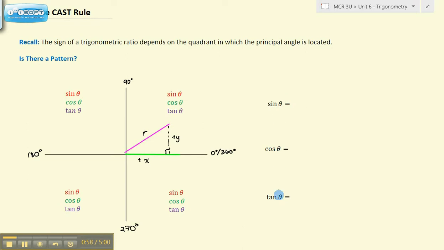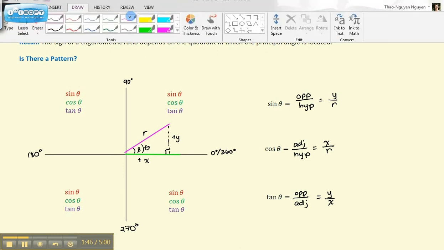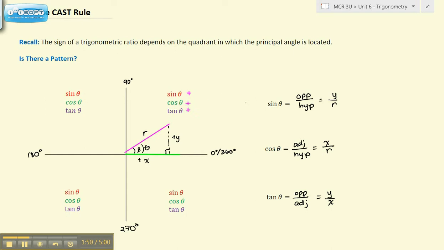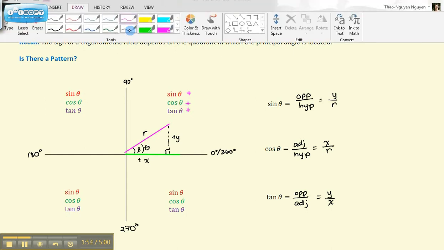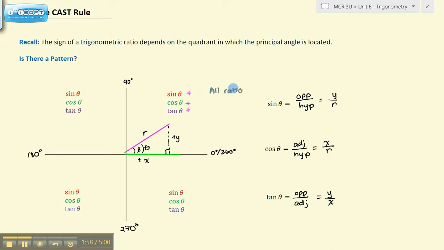So if I think back to my trigonometric ratios, sine of theta is, if you recall, our opposite over our hypotenuse. The opposite value for our angle in this quadrant, where this could be beta or theta, they're both the same, is y over r. And the cos of theta is x over r, for adjacent over hypotenuse. Then the tan of theta is opposite over adjacent, which is y over x. So in this quadrant, all three trig ratios are positive. I can write the conclusion for this quadrant here: all ratios are positive.